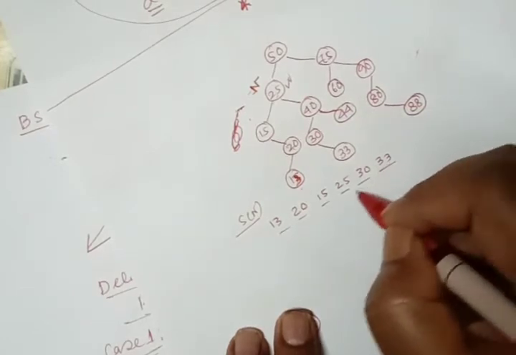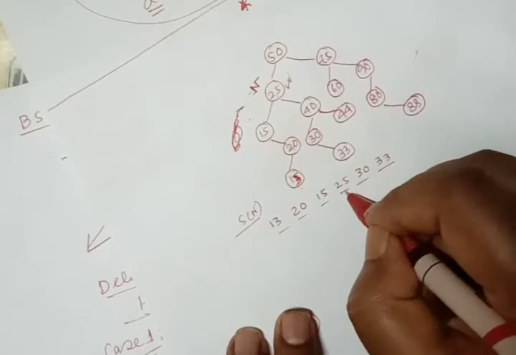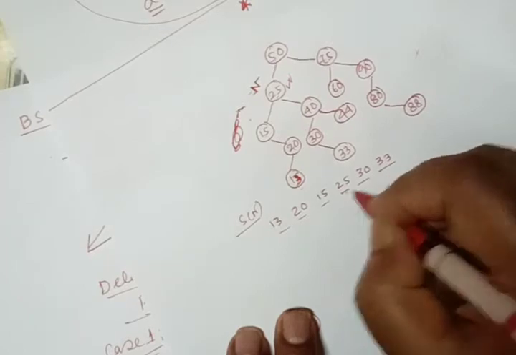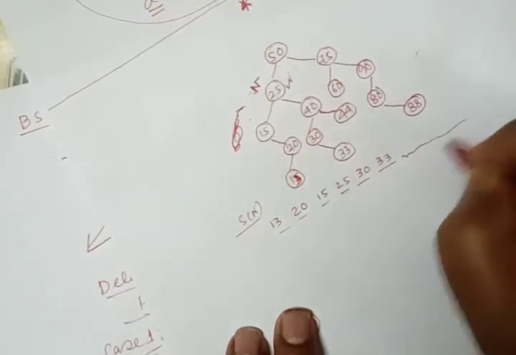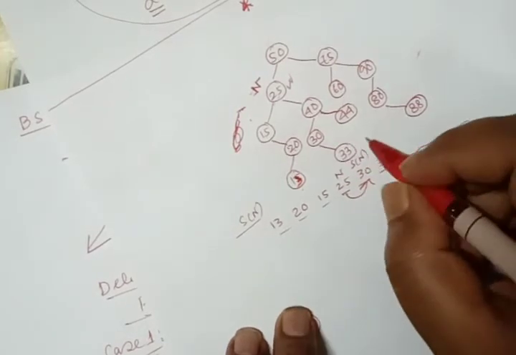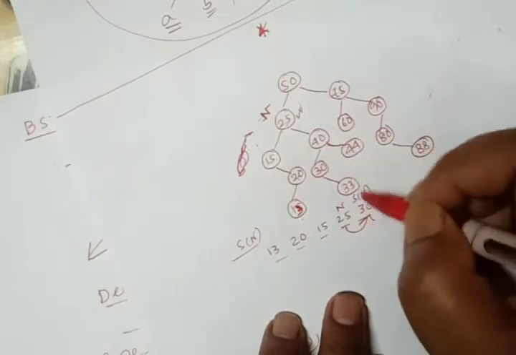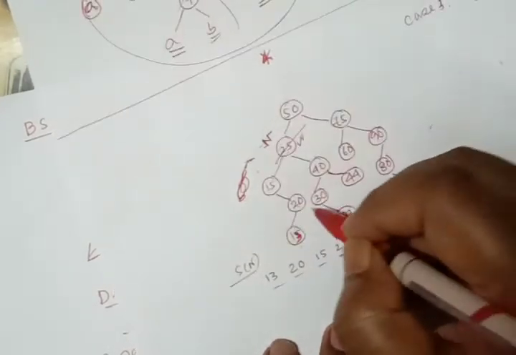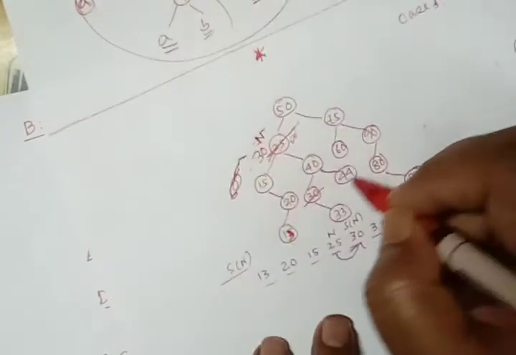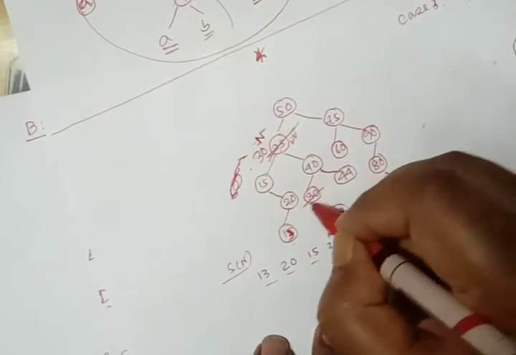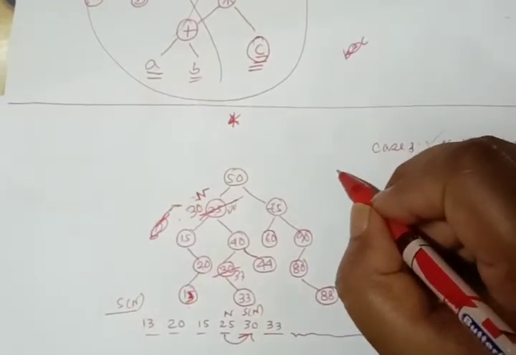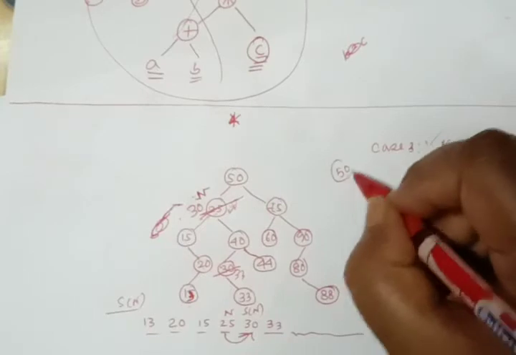We can stop here once we get the successor of 25, because the value of n is 25. Once we get the successor of 25, you can immediately stop the traversing. So here the successor of 25 is what? 30. This is n, this is S of n. So we will replace 25 with 30. So 30 will come here, 30 will replace 25, and 33 will go here. So after deleting 25, the tree will look like this.